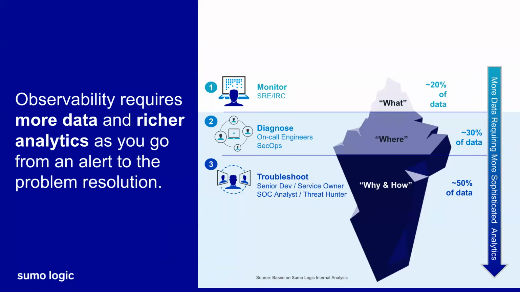Now we have another slide that shows similar information, but takes a different visual approach. What we're attempting to show here is an iceberg slide. As it says on the left-hand side of the screen, observability requires more data and richer analytics as you go from alert to problem resolution. So at the top of this iceberg, the portion that's sticking out is the what that's being monitored via monitoring.